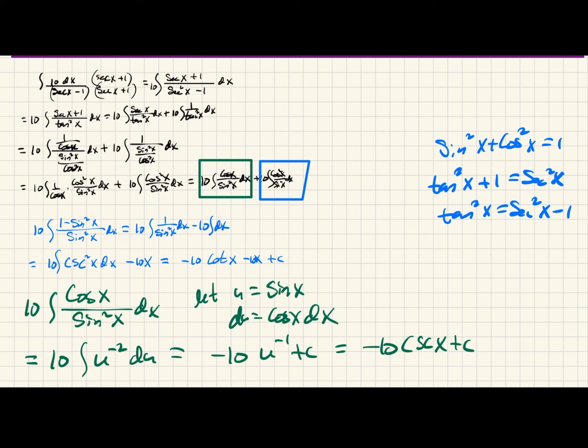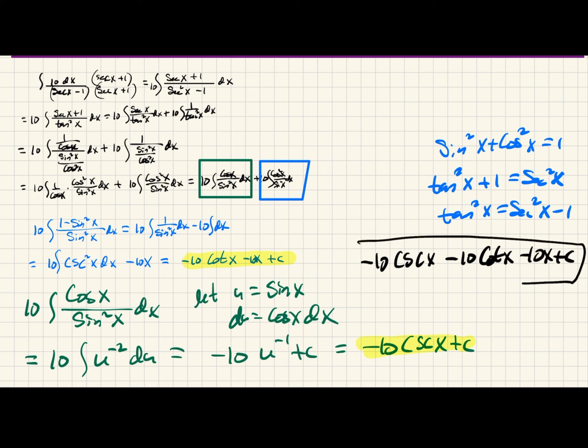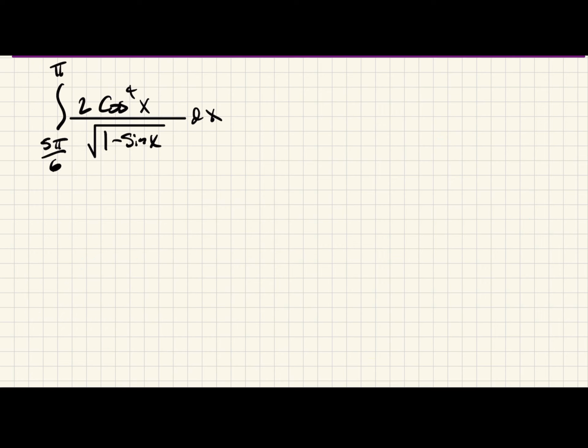Okay, now we're going to put the two pieces together, right? So we have this part here and this part here to add together. So this whole thing is going to become minus 10 cosecant x minus 10 cotangent x minus 10x plus some constant. Is this the answer that you got when you checked it? Yes, sir.